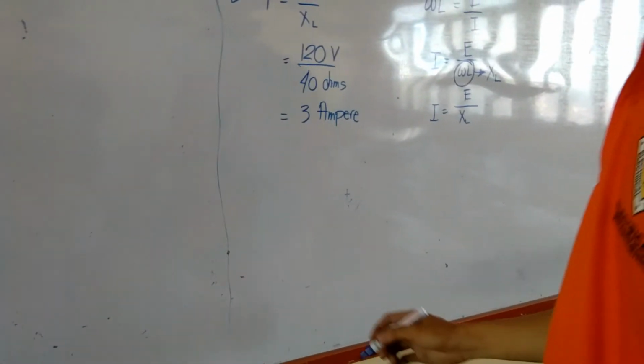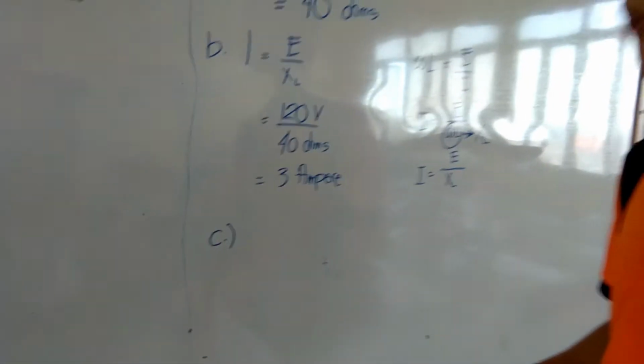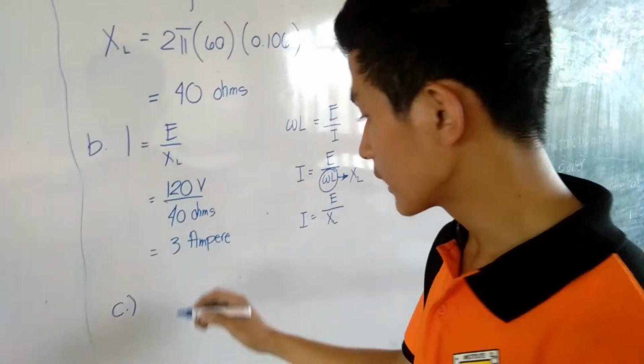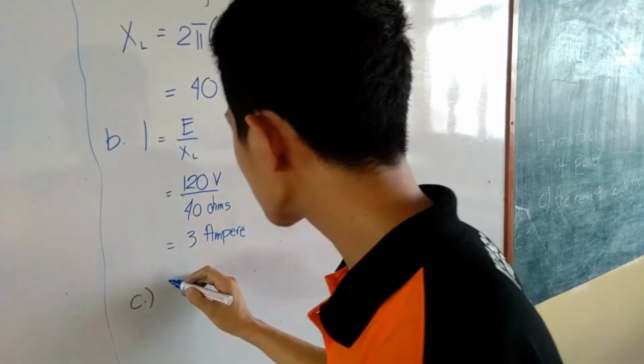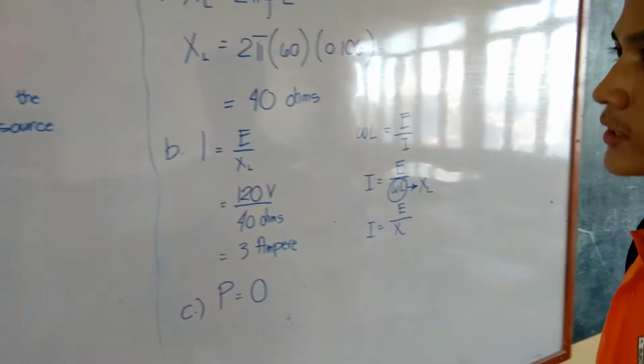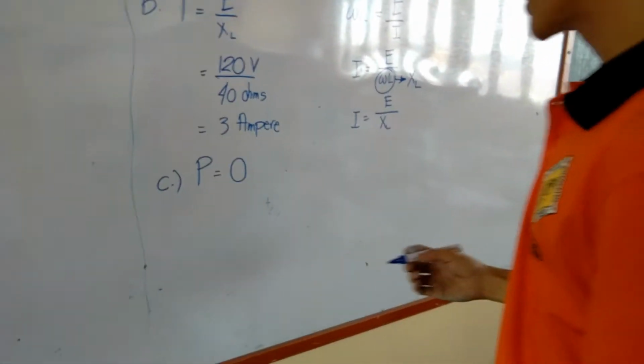Next, solving for the average power taken. As I have mentioned before, the average power of an inductive circuit is just equal to 0. So that's the answer for letter C. Now, let's go to letter D.